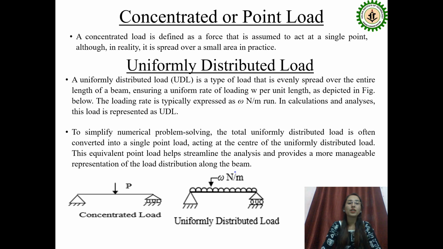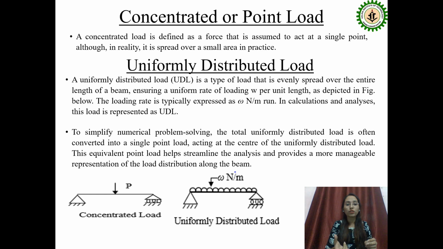To simplify the numerical problem solving using this uniformly distributed load, it is generally converted into a single point load. That is, the whole span on which the uniformly distributed load is acting is considered to be acting at the midpoint of the span, where the uniformly distributed load is converted into a point load. How is it converted? The intensity, omega Newton per meter, multiplied by the total length of the span.